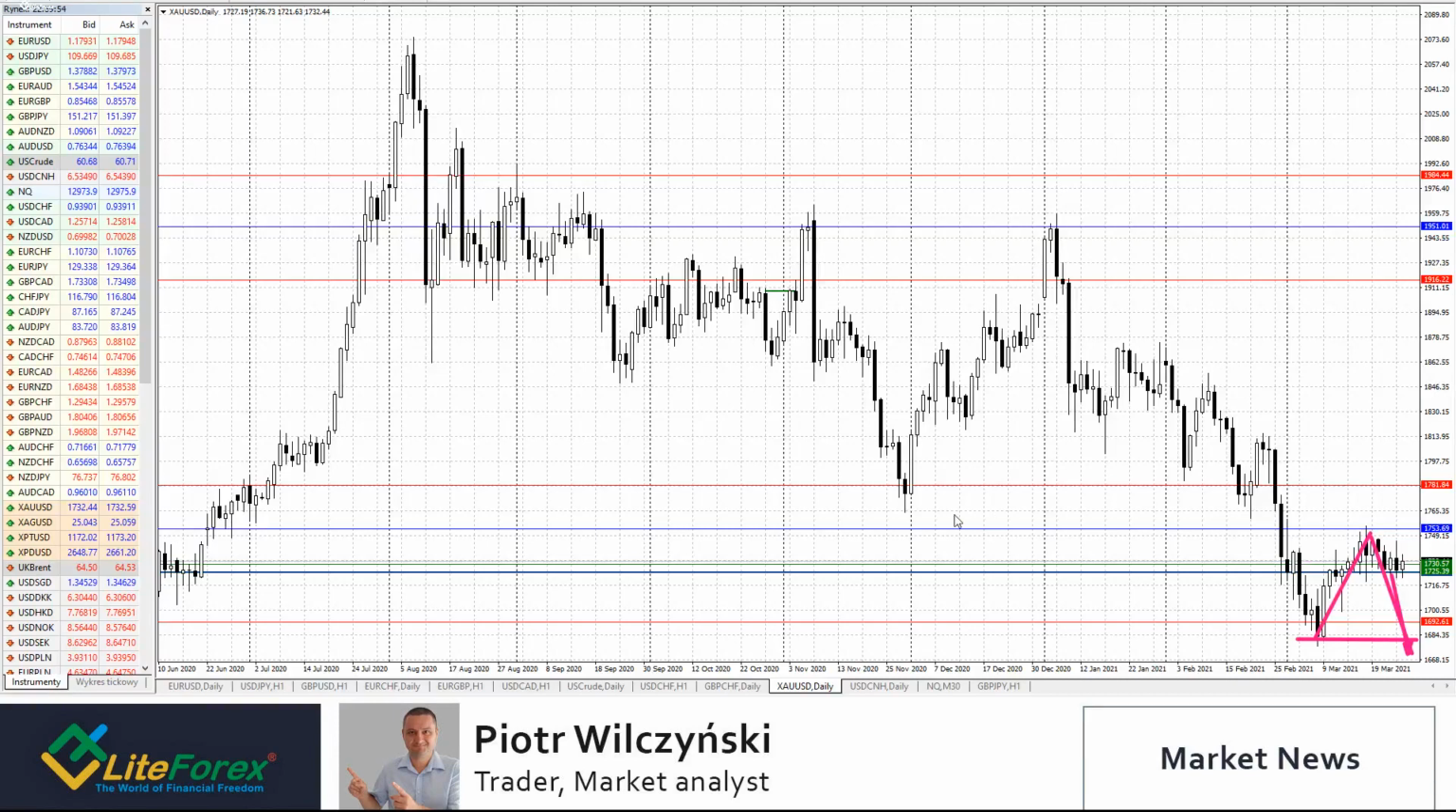Only a move above 1745, 1775 could produce a bigger rally based on that range. So it would be around $100 higher towards 1850, 1865 when it comes to the gold.